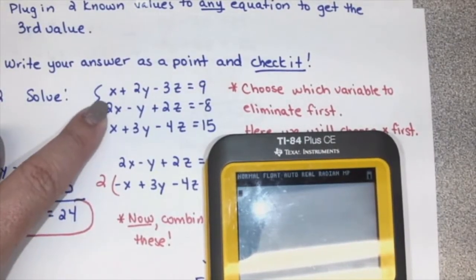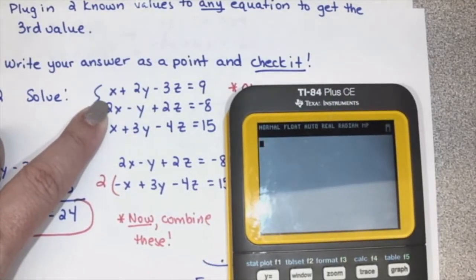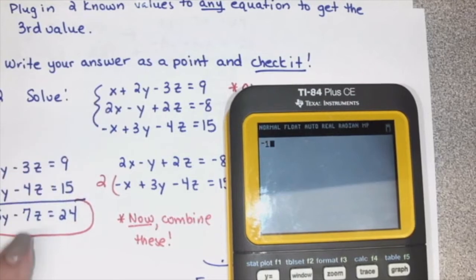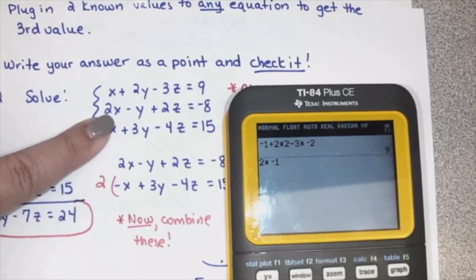So here's the first equation, right? If you don't have a calculator, you need to be looking up here. So negative 1 plus 2 times 2 minus 3 times negative 2 is supposed to be 9, and it is. Okay, and we can check the next one. 2 times negative 1, so now I'm looking at this equation.